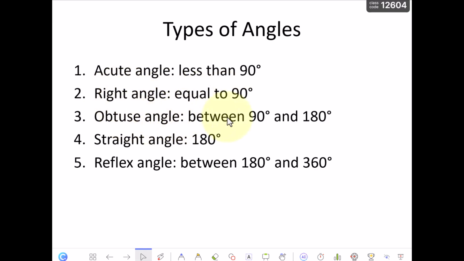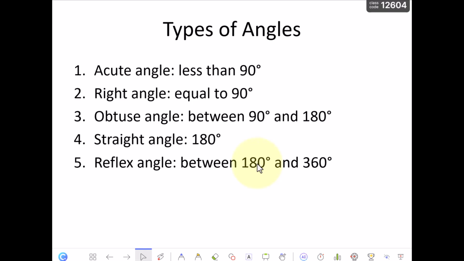Then when the angle is between 90 and 180 degrees, that is what we call obtuse. The angle is greater than 90 but less than 180 degrees. Then when the angle is on a straight line, that is a straight angle, which is 180 degrees. Finally, reflex is when the angle is bigger than 180 but less than 360. So please take note of this: a reflex angle is between 180 and 360.